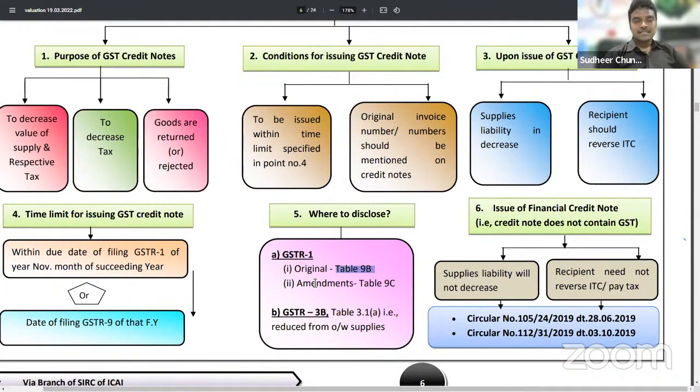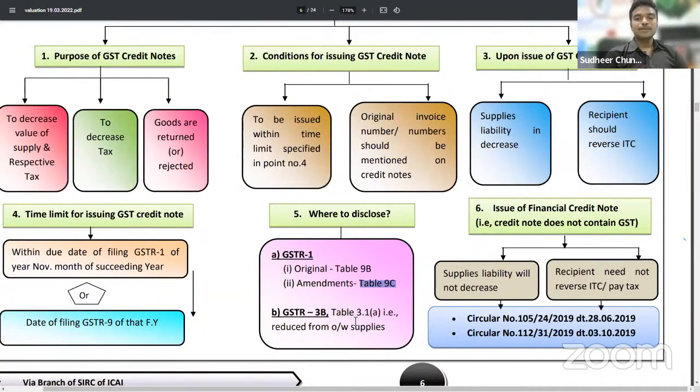Any amendments? Sir, by mistake I have uploaded a credit note wrongly. A 1 lakh credit note, by mistake I have uploaded as 10 lakhs. Can I make amendments? Yes. Amendments can be done in table number 9C. The credit note should be uploaded in table number 9B. Amendments to that credit note should be done in table number 9C. This is in GSTR 1.